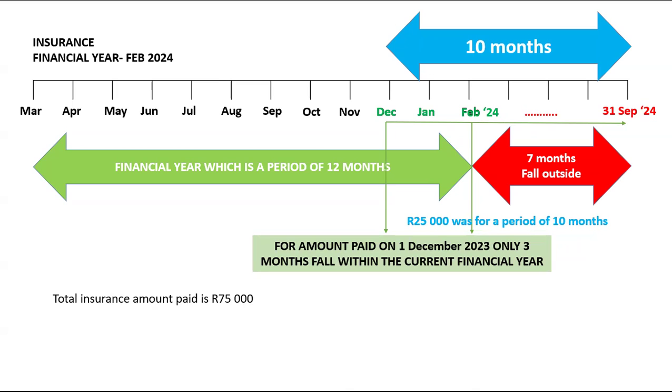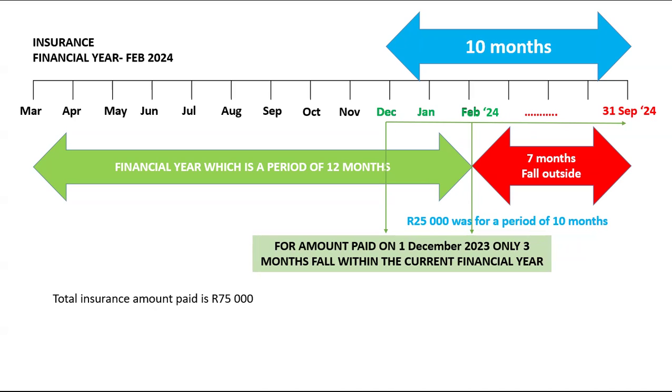Okay. As I've said, that 75,000 that we have in the pre-adjustment trial balance includes the 25,000 rand. But we don't need to subtract the whole 25,000. I know someone will take out the whole 25,000 rand and then put in the 3 months that fall within. And then they forget to record the 7 months. Because guys, the 7 months that we paid for, we haven't yet received the service for them, but we paid for them. So they create an asset.